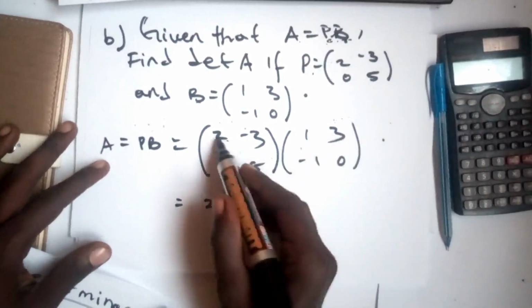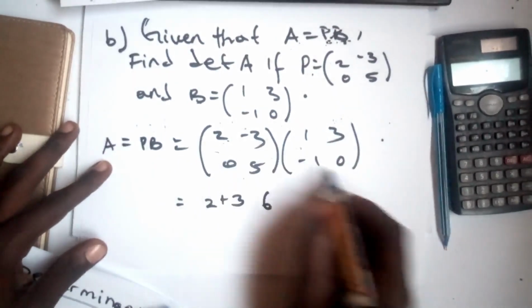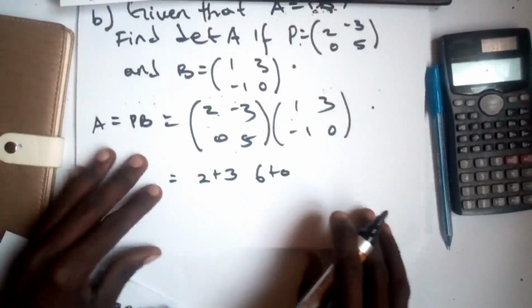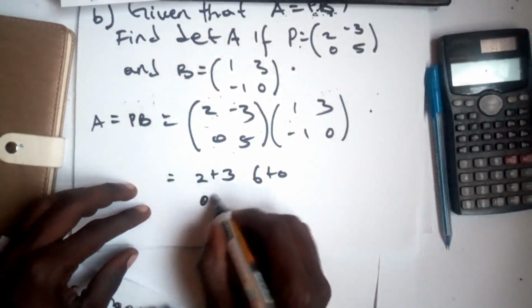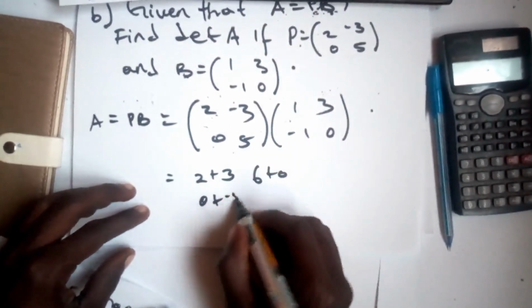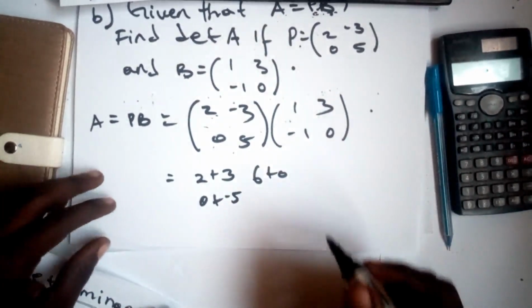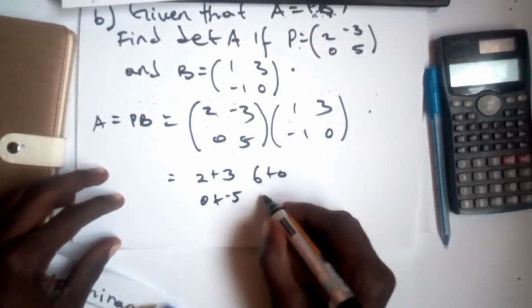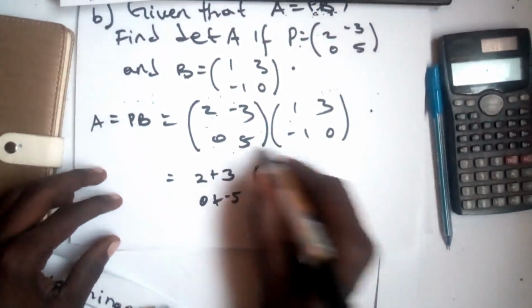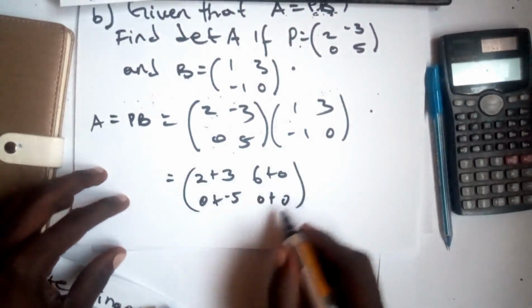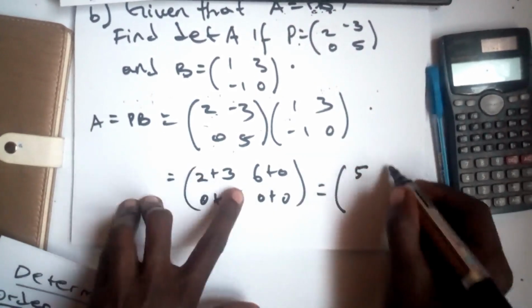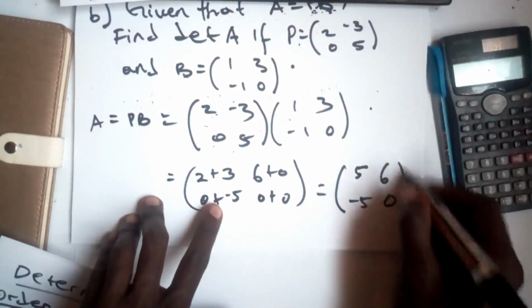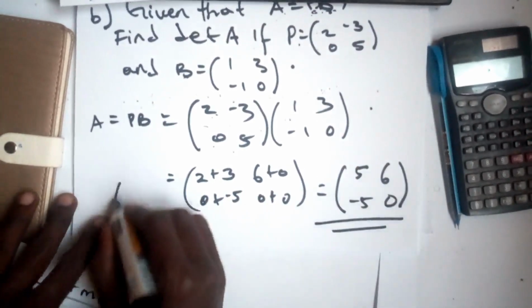Then I go to the other one. This is going to be a 6 and this is going to be a 0. Hoping it is clear. Then we go down. This is going to be a 0 and this is going to be a negative 5. Hoping that is also clear. Then this is going to be a 0 and this is also going to be a 0, meaning that the matrix we shall get after multiplying is going to give us a 5, a 6, a negative 5 and a 0. So this is matrix A.